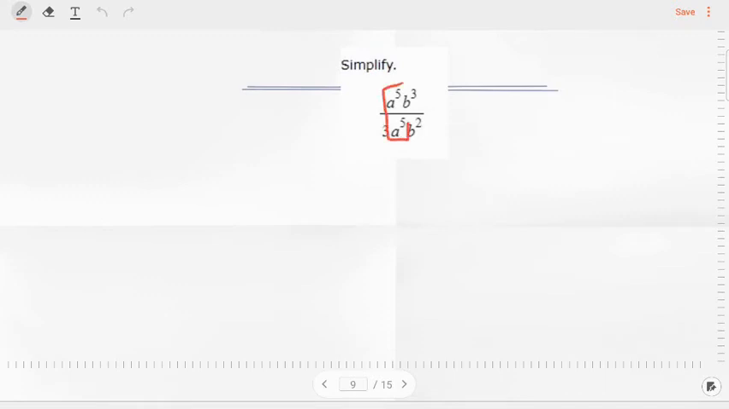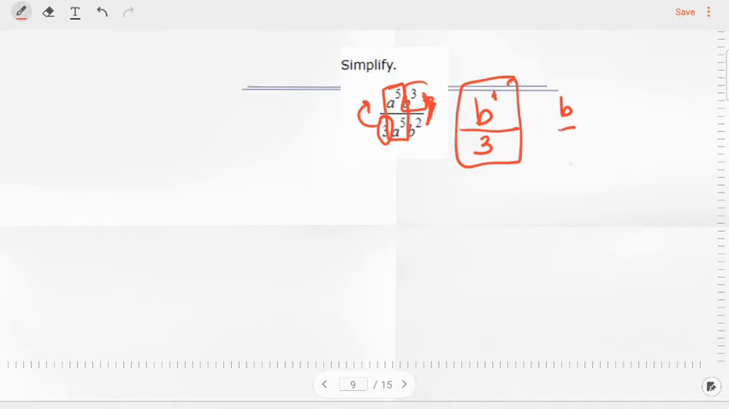I've got 5s. They're the same on top and bottom, so nobody wins the war. All of them are gone. If I look at b's, the top is going to win that war. So I'm going to put b on the top, and by how much? They go to battle. The difference between 3 and 2 is 1. So I have b to the 1st power. There's no common factor of 3 on top, so I'm going to leave the 3 on bottom. And that's it. Now, one common way to write that would just be b over 3.